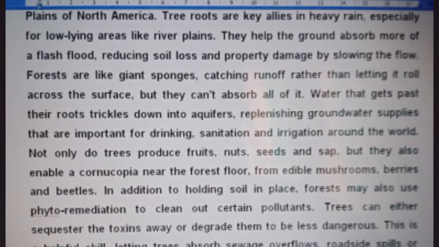Not only do trees produce roots, nuts, seeds, and sap, but they also enable a cornucopia near the forest floor, from edible mushrooms, berries, and beetles. In addition to holding the soil in place, forests may also use phytoremediation to clean out certain pollutants. Trees can either sequester the toxins away or degrade them to be less dangerous. This is a helpful skill, letting trees absorb sewage outflows, roadside spills, or contaminated runoff.